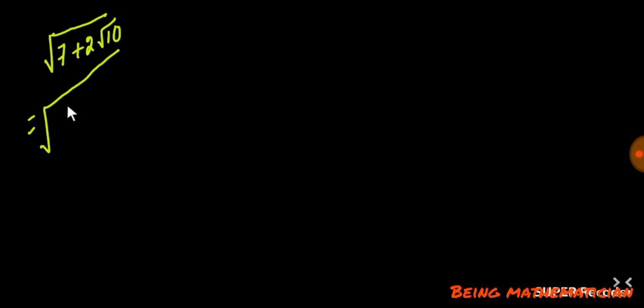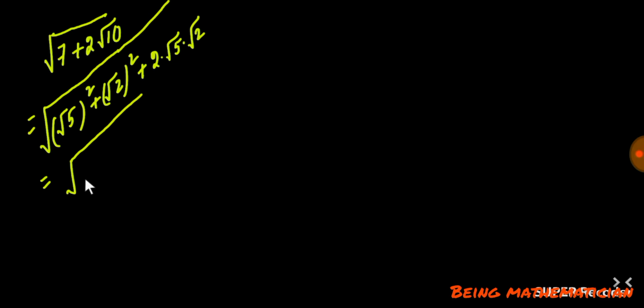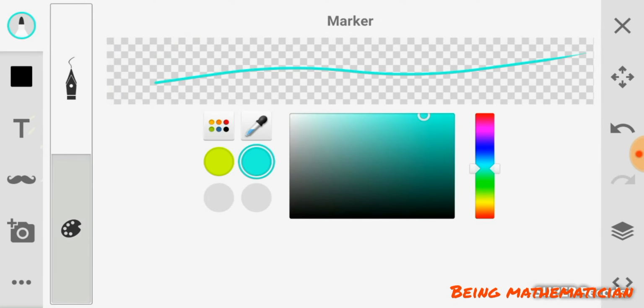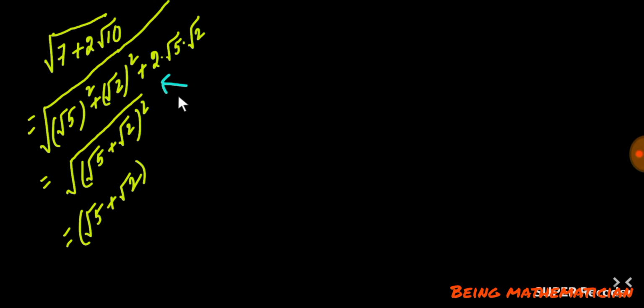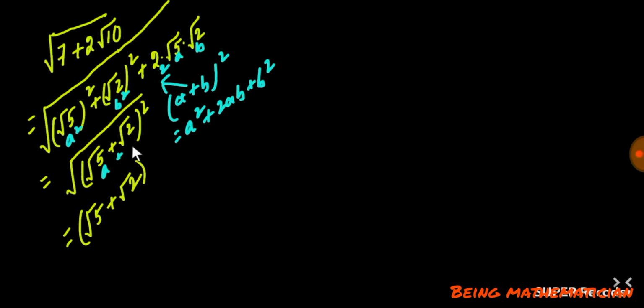Here 7 can be written as root 5 square plus root 2 square, and 2 root 10 can be written as 2 into root 5 into root 2. So it will be root 5 plus root 2 whole square. The square root of this whole square is root 5 plus root 2. Here we apply a plus b whole square equal to a square plus 2ab plus b square. Here this is a square, this is b square, and this is 2ab. So it will be a plus b whole square.